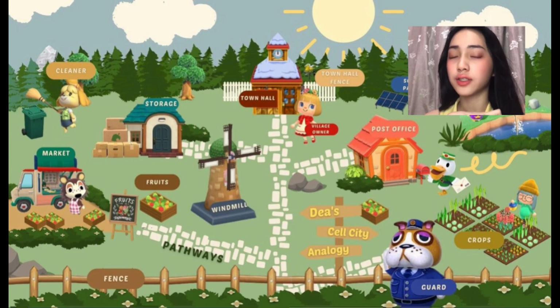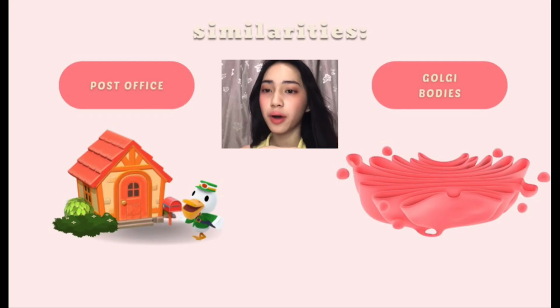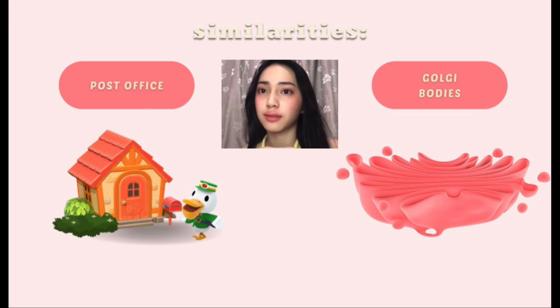Then on this side of the village, you see the post office, where the packages and mails are being received, sorted, and released in and out of the village. Just like the Golgi bodies. The function of the Golgi bodies is that it receives materials from the ER, and its major function is to modify, sort, and package proteins for secretion.